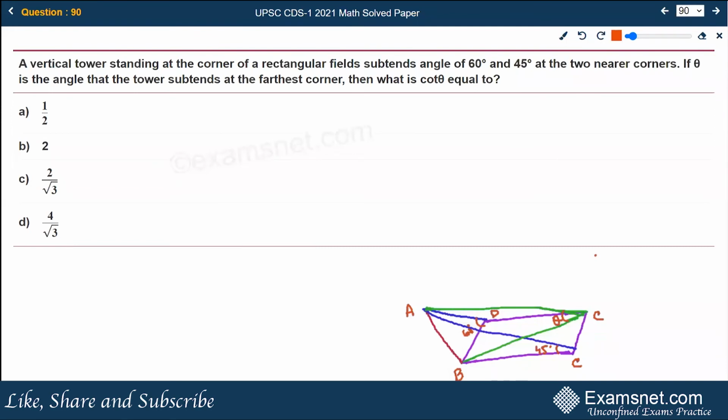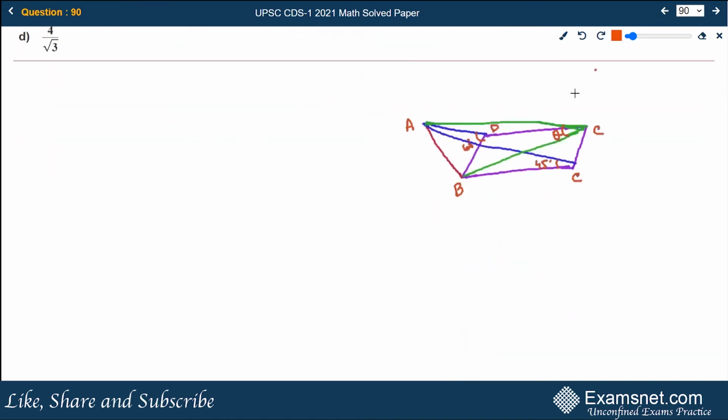In question number 90, we are given a vertical tower standing at the corner of a rectangular field, which subtends angles of 60 degrees and 45 degrees at the two nearer corners. If theta is the angle that the tower subtends at the furthest corner, then what is the value of cot theta? So I have already drawn a figure. I have used different ink so that it is easier for students to understand. Look at here. Let's name it E, BCED, this is the rectangular field. Okay, here AB is the height of the pole.